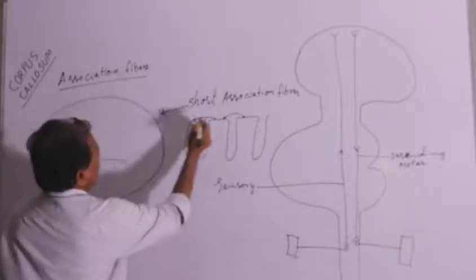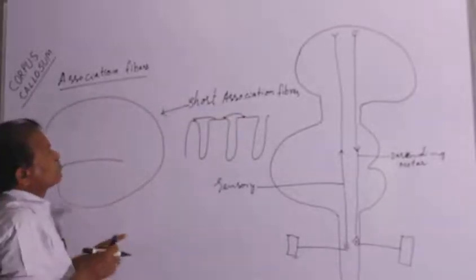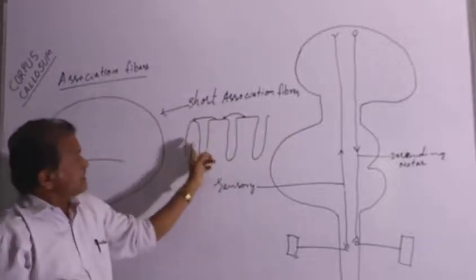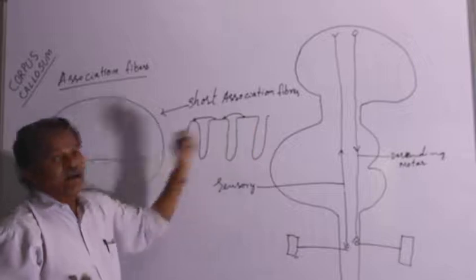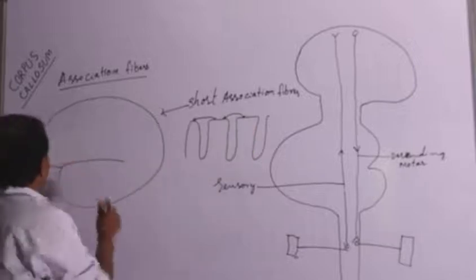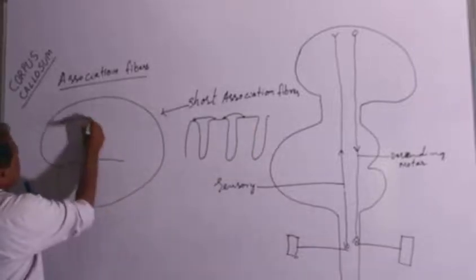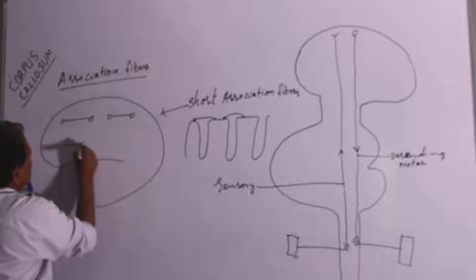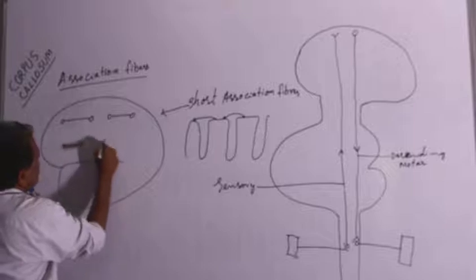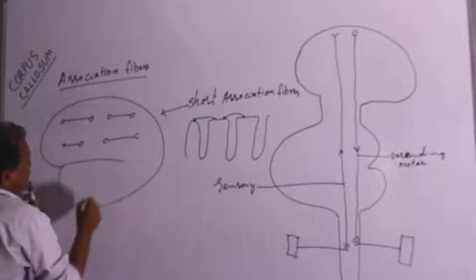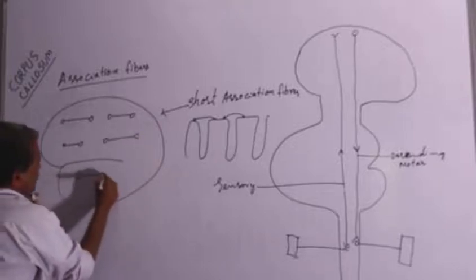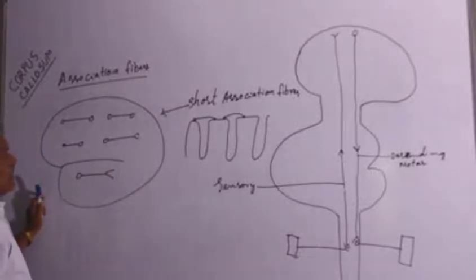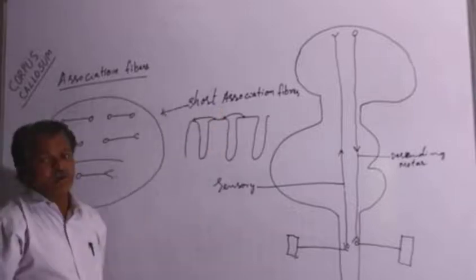These are divided into two types. Short association fibers connect the neighboring gyrus. So here there are short association fibers. These are the short ones, and they connect the neighboring gyrus. And there are also long association fibers.